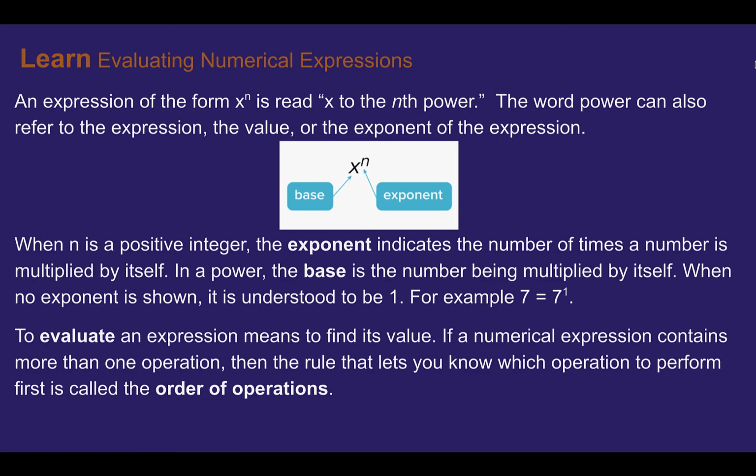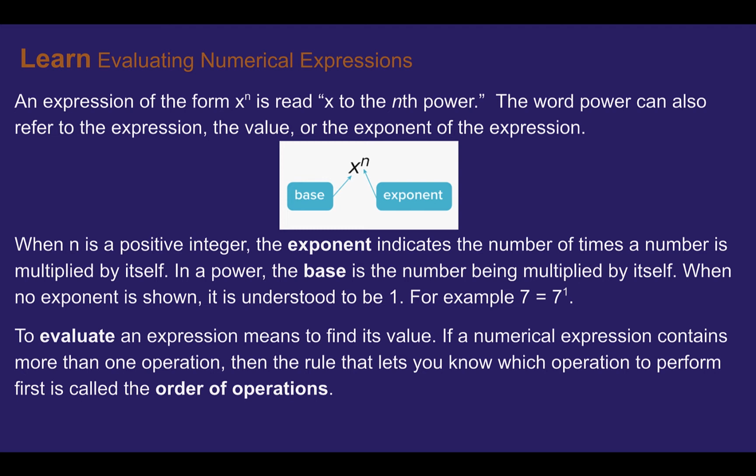Let's learn evaluating numerical expressions. An expression of the form x with n as the exponent is read x to the nth power. The word power can also refer to the expression, to the value, or the exponent of the expression. When n is a positive integer, so a positive counting number, the exponent indicates the number of times a number is multiplied by itself. In a power, the base is the number being multiplied by itself.